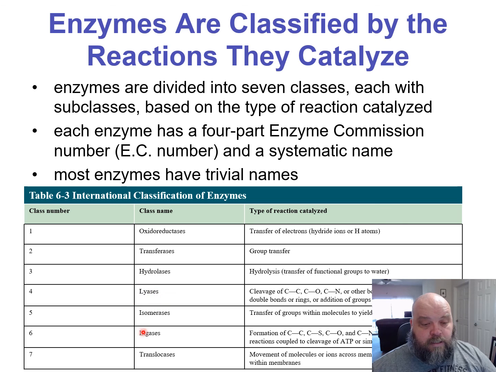So look at isomerase, it ends in -ase, so it's an enzyme. Isomer prefaces -ase, so it's an enzyme that makes isomers. Remember isomers: 2 organic compounds that have the same molecular formula, C6H12O6, but different structures. That's what an isomer is. That's what an isomerase does.